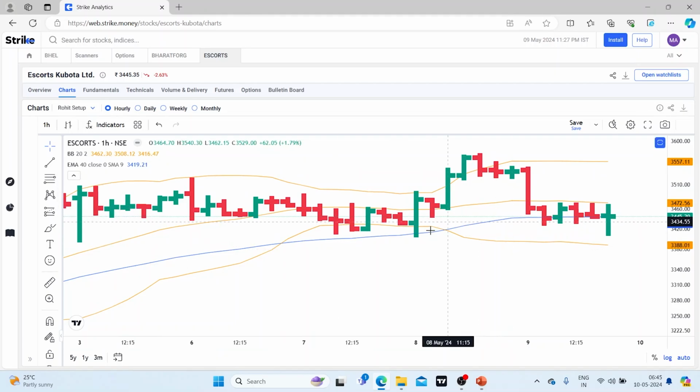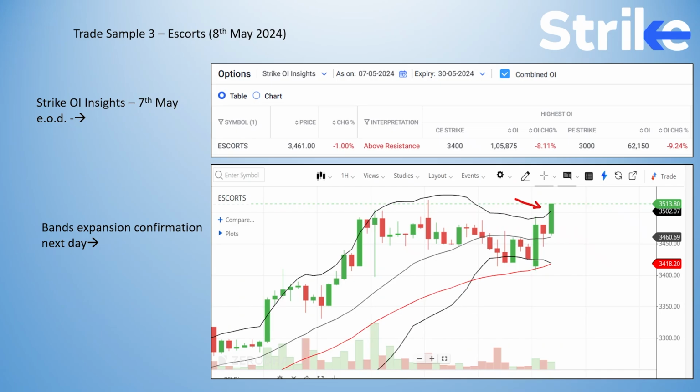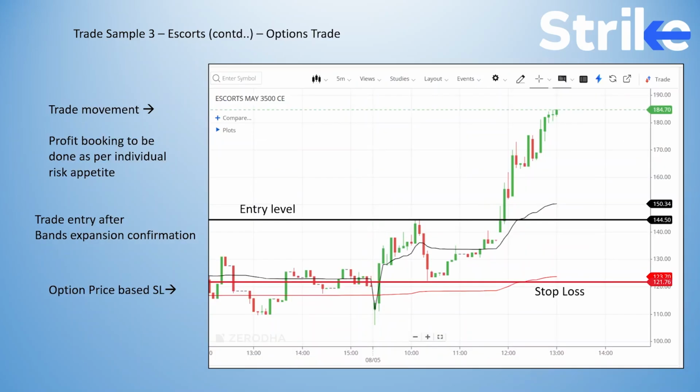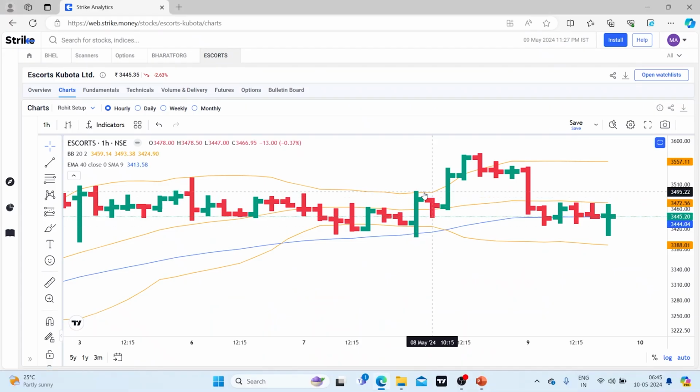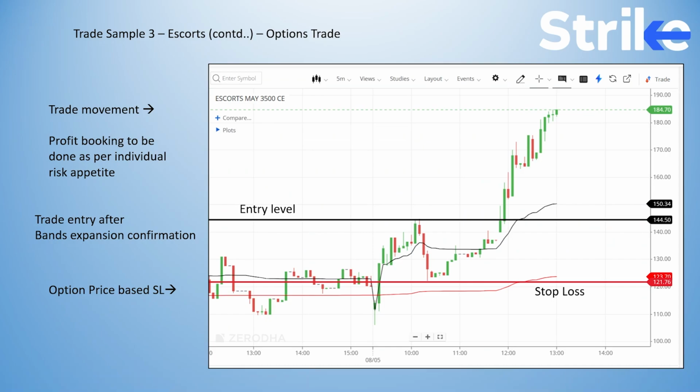Now the question is how we will trade it. We trade based on the options price, the ATM option price. So in this Escorts case, we have identified the 3500 call because the price to be broken was 3493. So we take the ATM strike of 3500. The entry level was 144, 145.